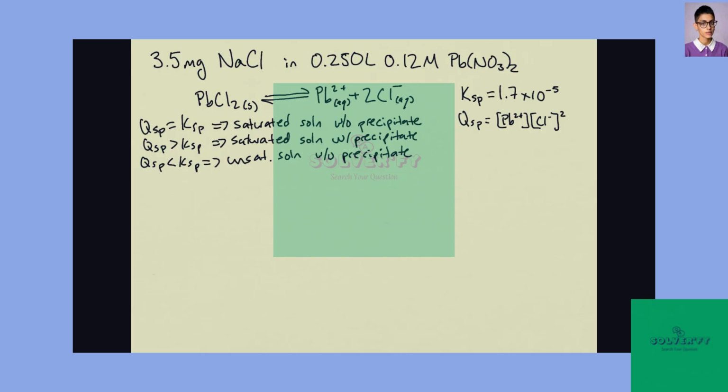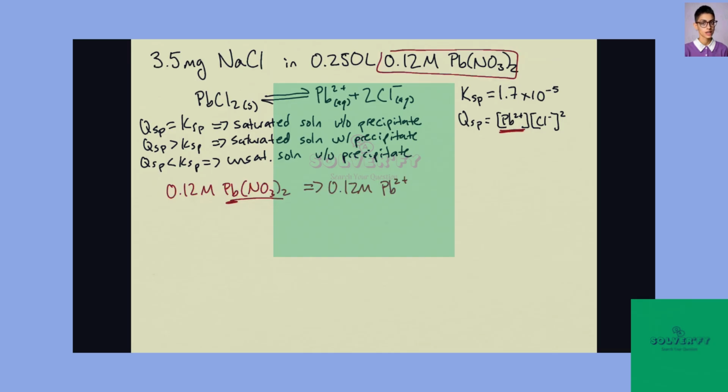Starting with our concentration of Pb2+. We can get that from our given concentration of Pb(NO3)2. So we have 0.12 molar Pb(NO3)2, and there's a 1-to-1 ratio between Pb(NO3)2 and Pb2+. So this implies the same concentration of Pb2+.